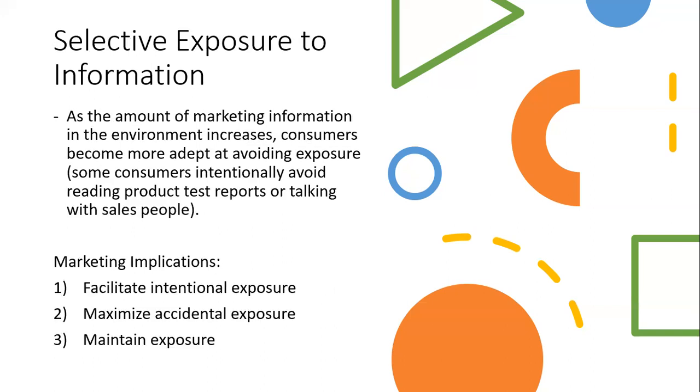So selective exposure to information, class: as the amount of marketing information in the environment increases, consumers become more adept at avoiding exposures. Now, some consumers intentionally avoid reading product test reports or talking with salespeople. Or consumers do not maintain accidental exposures to marketing information. Kasi some people automatically throw away most junk mail unopened, di ba? So such behaviors result in selective exposure to marketing information.